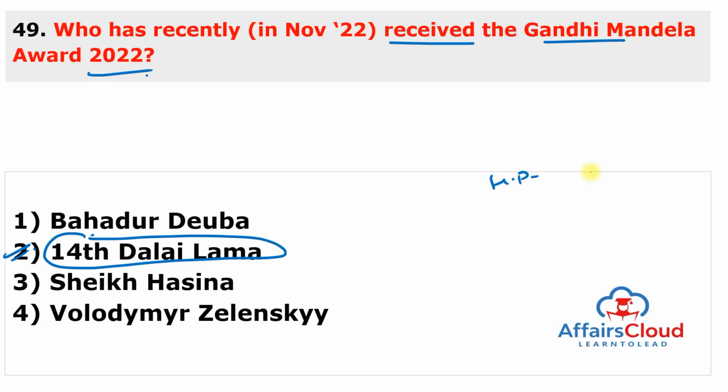So Himachal Pradesh Governor Rajendra Vishwanath Arlekarji facilitated the 14th Dalai Lama, Tibetan spiritual leader, with the Gandhi Mandela Award for 2022 in Dharamshala, McLeodganj. And former Chief Justice of India, Justice K.G. Balakrishnan and former Supreme Court Justice Gyan Sudha Mishra were also present on the occasion.